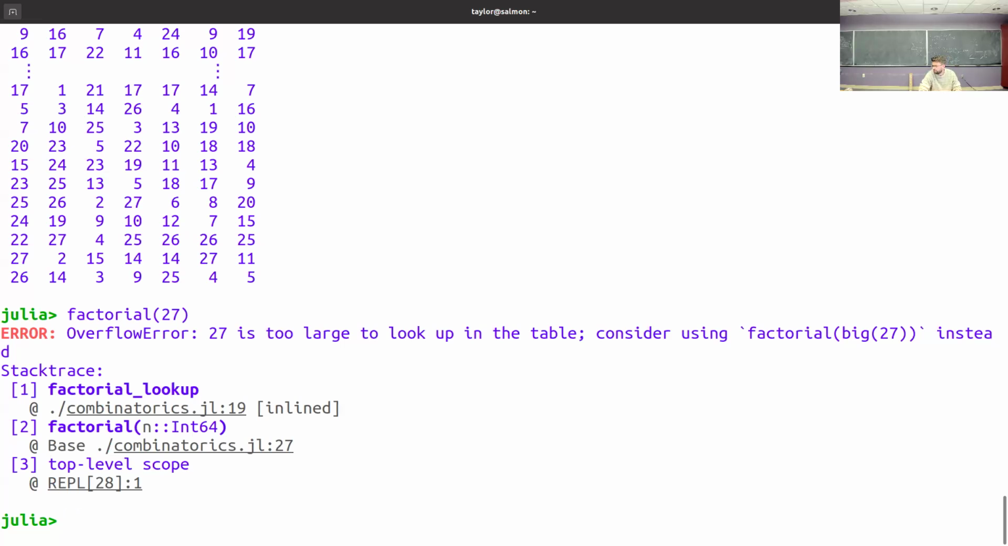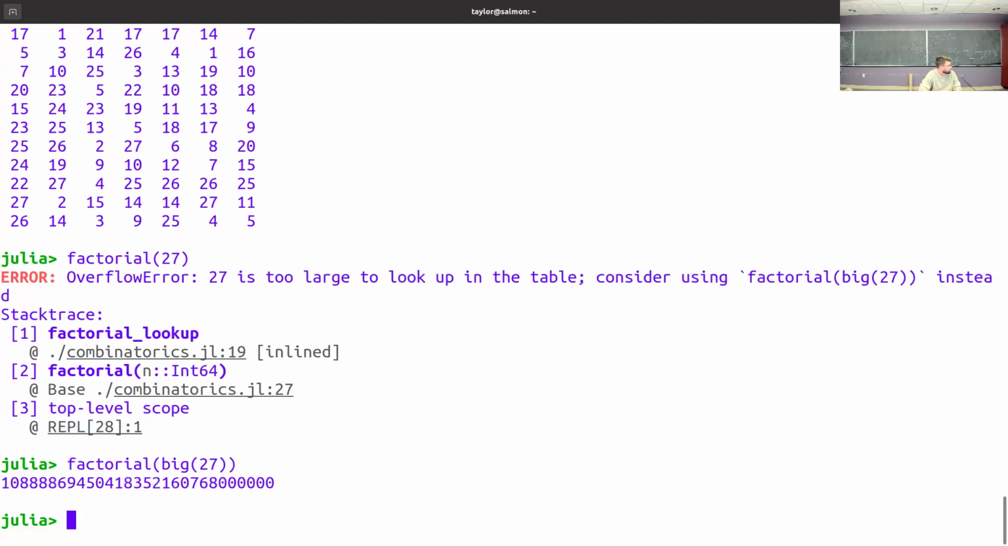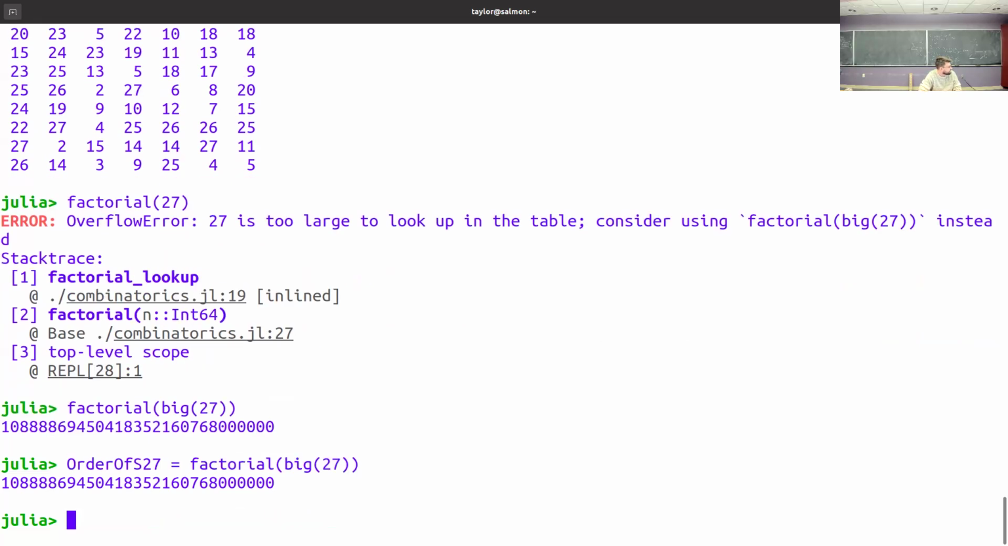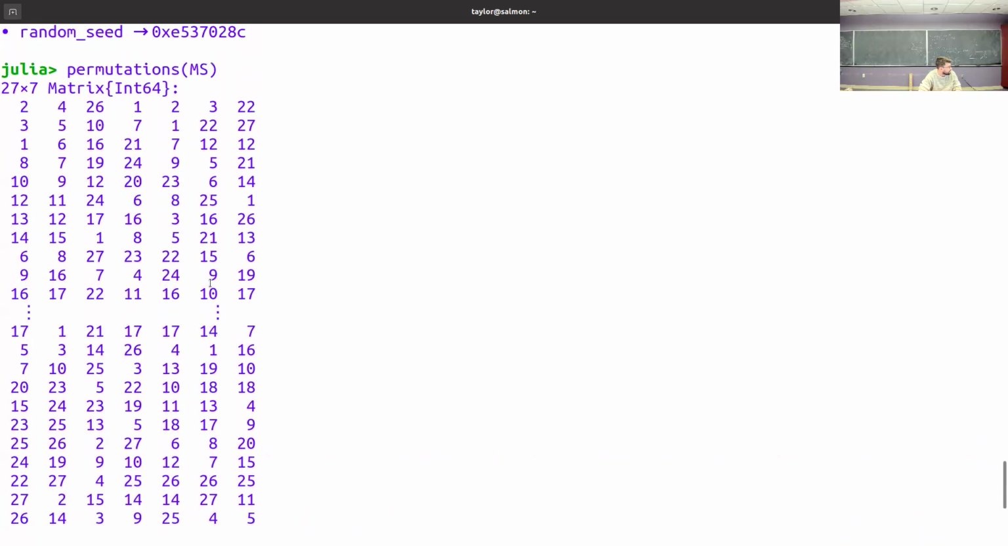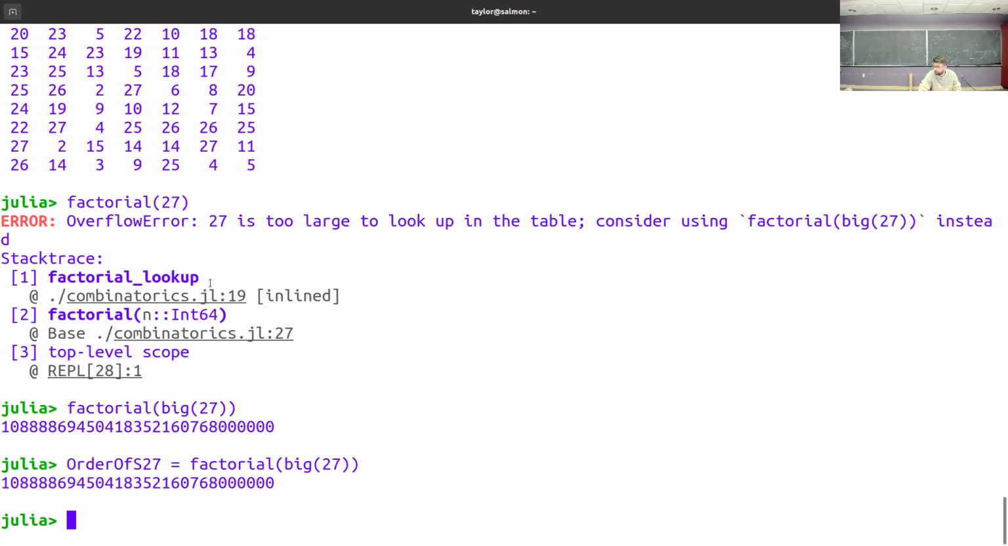The computer doesn't even want to say it. I have to do factorial of 27, everybody. Okay, so that's the order of S27. It's a huge number. You don't want to do any of this stuff by hand. So we have to figure out how to get these columns into some sort of group theory software so we can start asking questions about it.